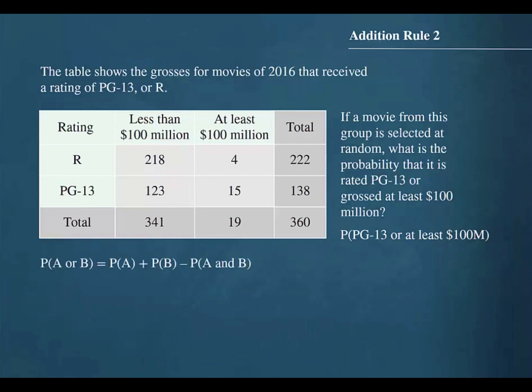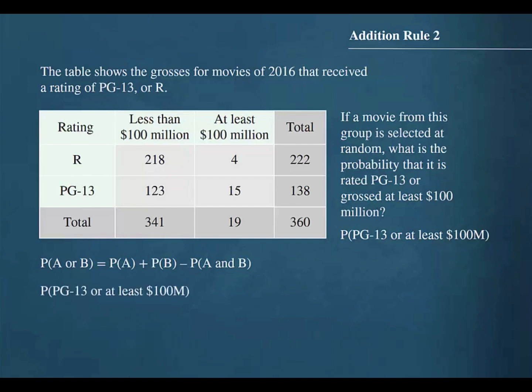The addition rule for events that are not mutually exclusive is given as the probability that events A or B would occur is equal to the probability that event A would occur plus the probability that event B would occur minus the probability that both events A and B would occur.